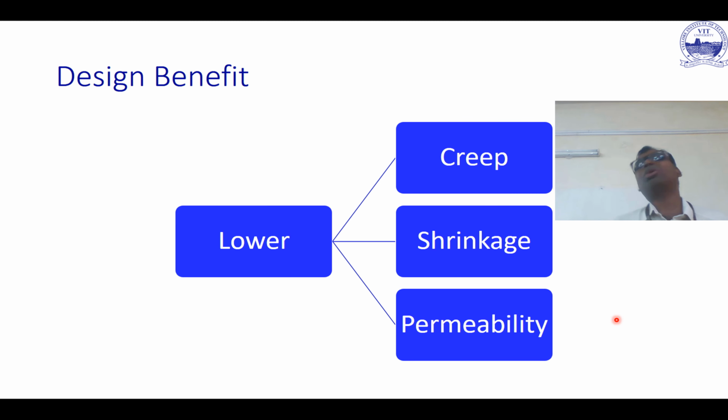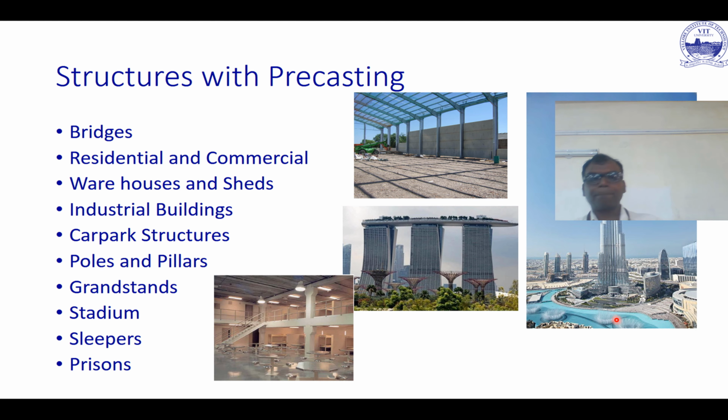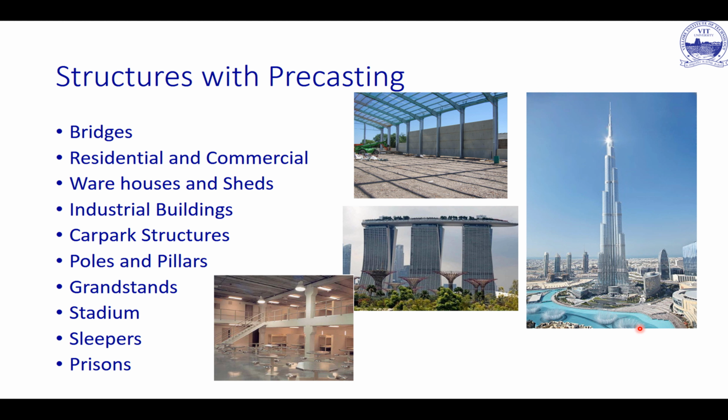When permeability is low, what happens to the concrete? When permeability is low, you find that the atmosphere cannot go into the material and attack the rebars or the tendons easily. So that is one more benefit which you get when you use the high strength or high performance concrete which are used here. So these are some of the structures which you can do with precasting, and I'm not sure whether I need to go around with this.